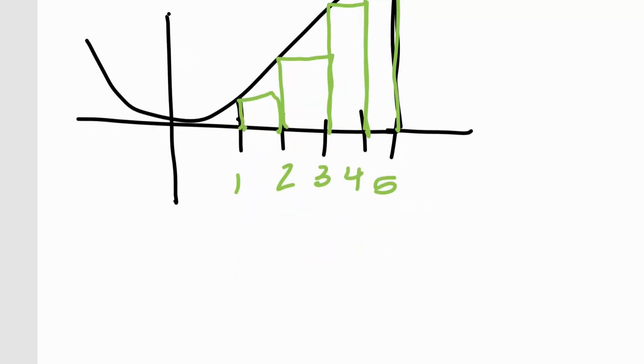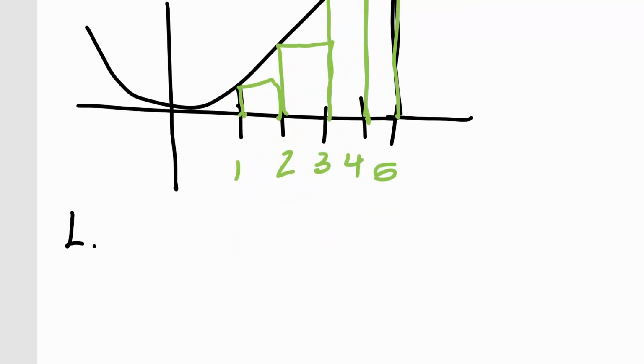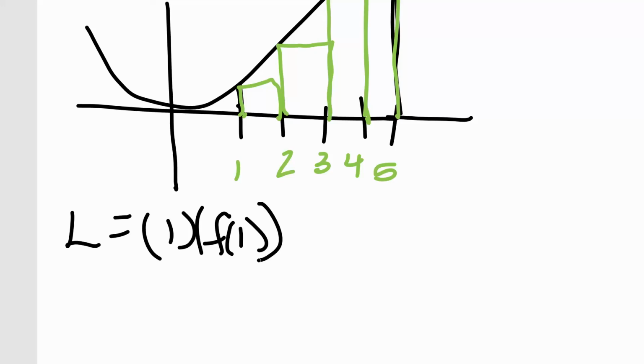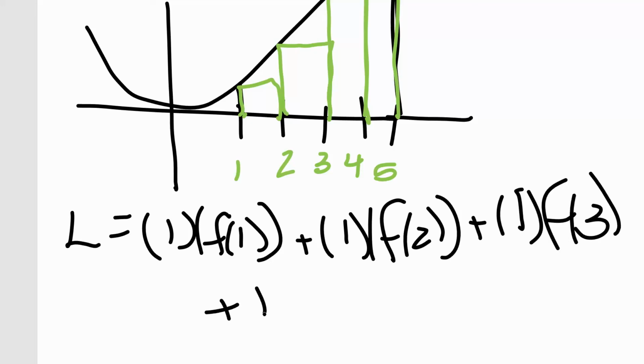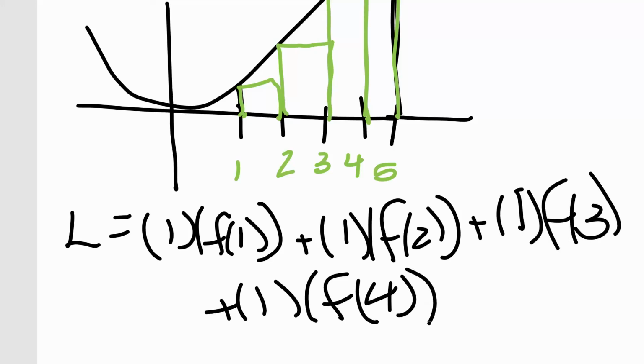So now I need to add all of that up. So my lower sum is still going to be my base times my height. So my base on all of these is still 1. And then it's going to be f of 1 this time because I'm taking the left-hand side. That's the shorter side for rectangle 1. Plus 1 times now f of 2 for rectangle 2 because I want the shorter side. Plus 1 times f of 3. Plus 1 times f of 4. And then I am done. Those are my 4 rectangles I want to add up.